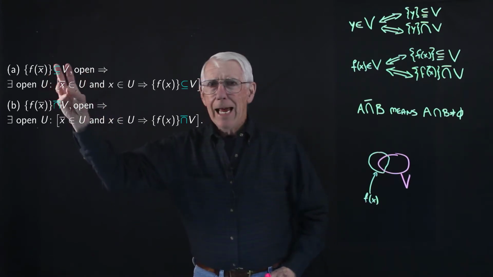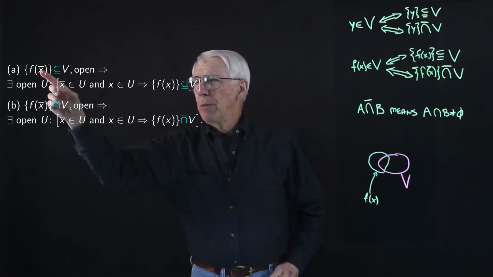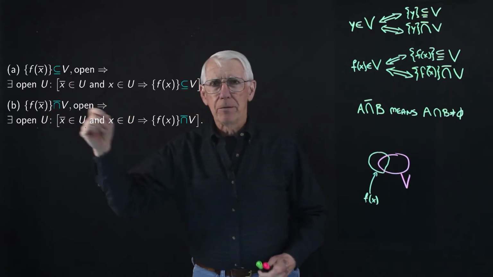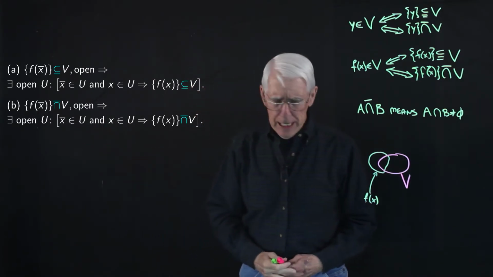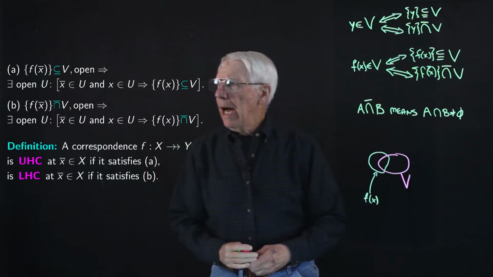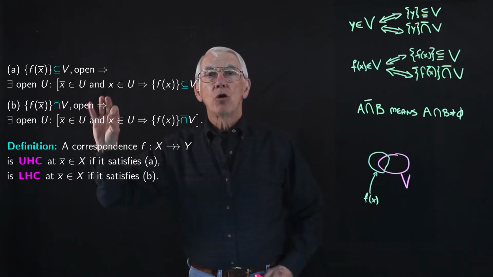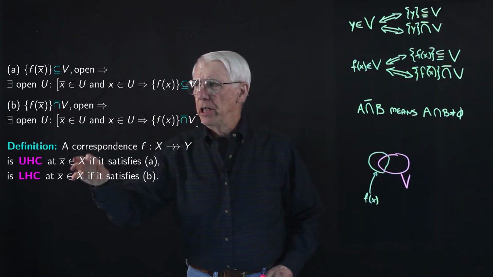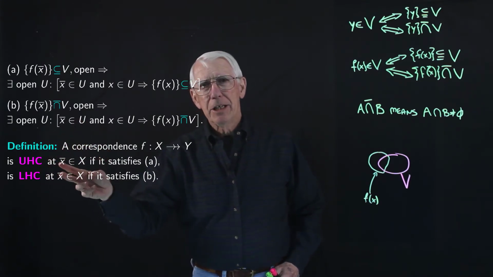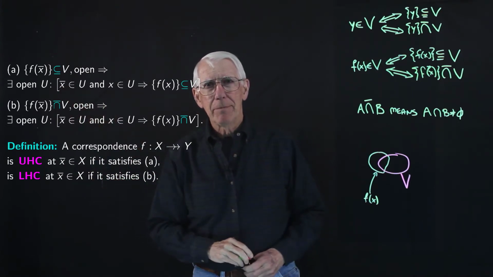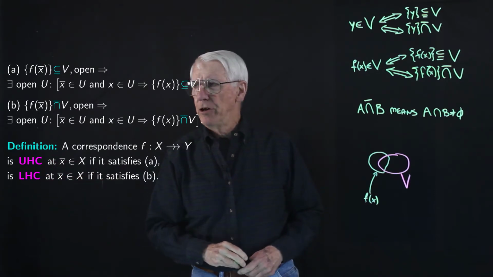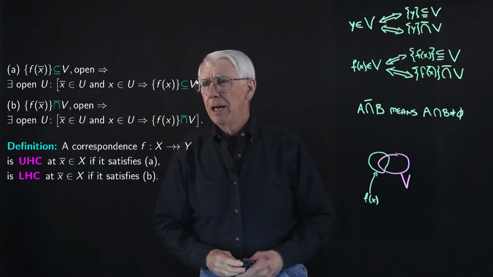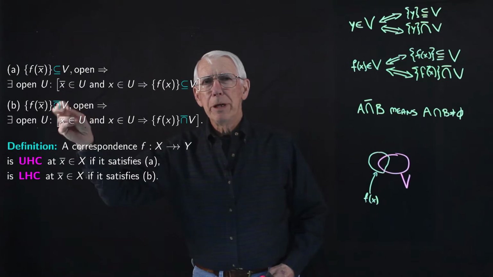So clearly, the statements A and B differ from one another, because f of X bar being a subset of V and f of X bar intersecting with V, and the same for f of X, are different between A and B. So the A and B statements are different. And in fact, these two properties of a correspondence are exactly the properties that we use to define upper hemicontinuity and lower hemicontinuity. We say a correspondence is upper hemicontinuous at a point X bar in the domain if it satisfies the A statement, and we say it's lower hemicontinuous at a point X bar in the domain if it satisfies the B statement.